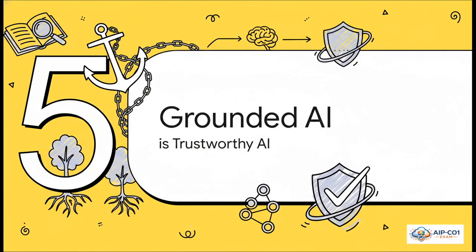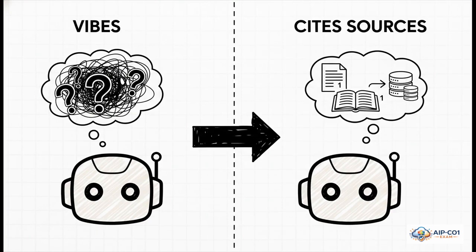Okay, let's zoom out and bring this all together. At the end of the day, all of this work, all these techniques, they're all about one single idea. Grounded AI is trustworthy AI. The whole point of RAG is to move away from an AI that just vibes, one that just gives you its best guess based on its training data, and toward an AI that actually cites its sources. It's all about accountability, being able to verify the answers, and building a system that you can actually rely on.